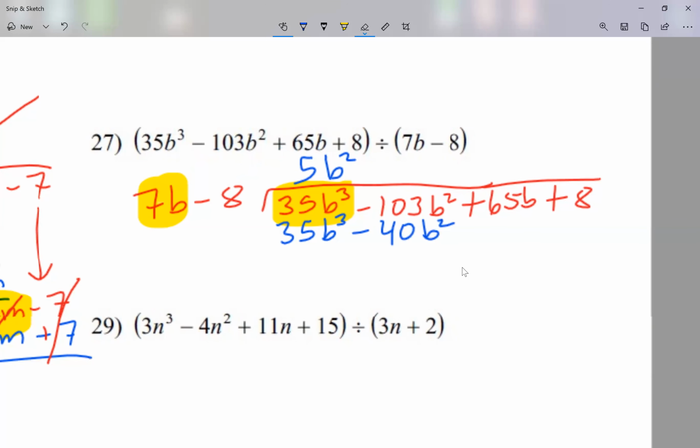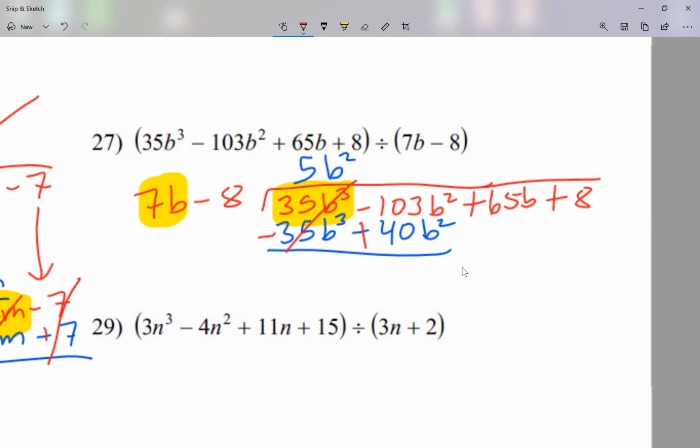Let me ignore these lines right here. Okay, so now I have to subtract. I'm going to subtract these polynomials. But remember, I must change the signs of the second one. So this is negative 35. This is positive 40. 35b to the cube minus 35b to the cube. 35 minus 35 is 0. I expected that to cancel out, so that's good.